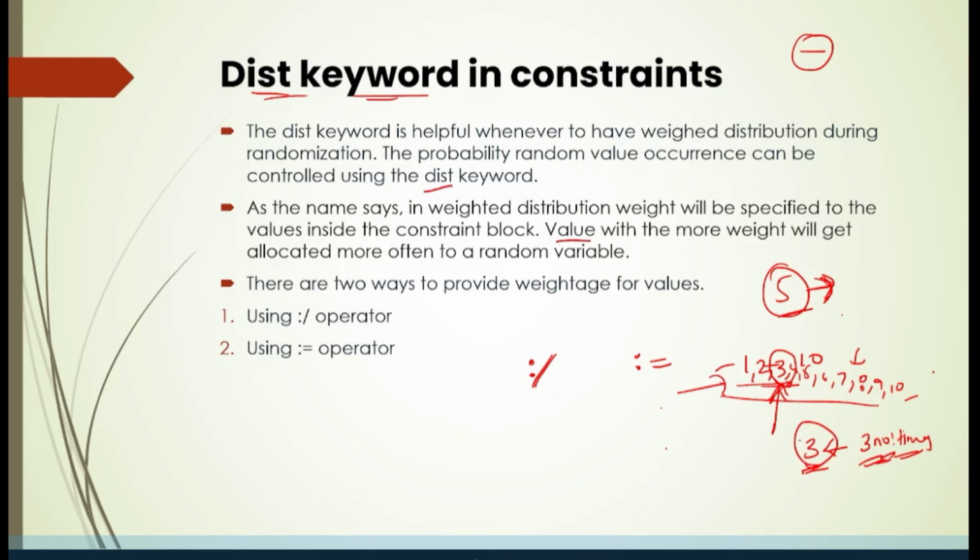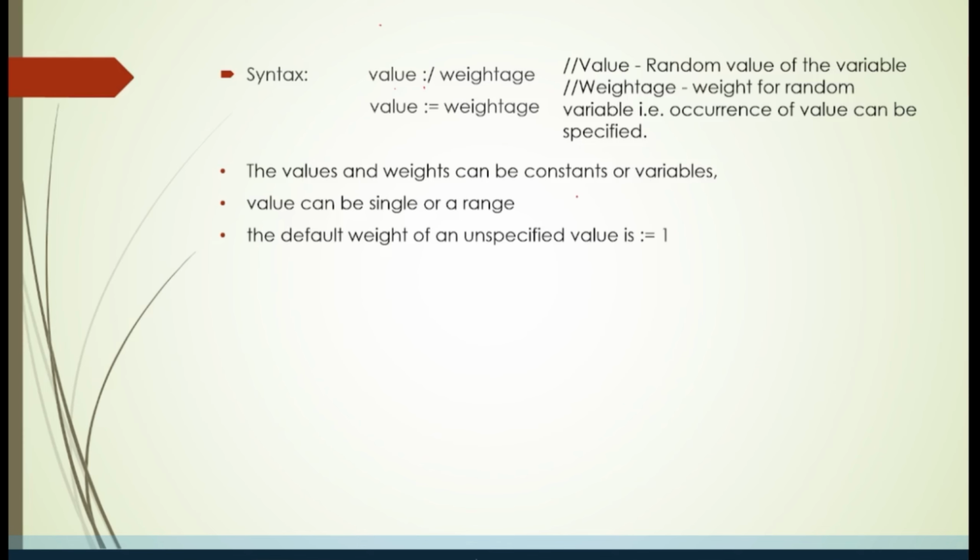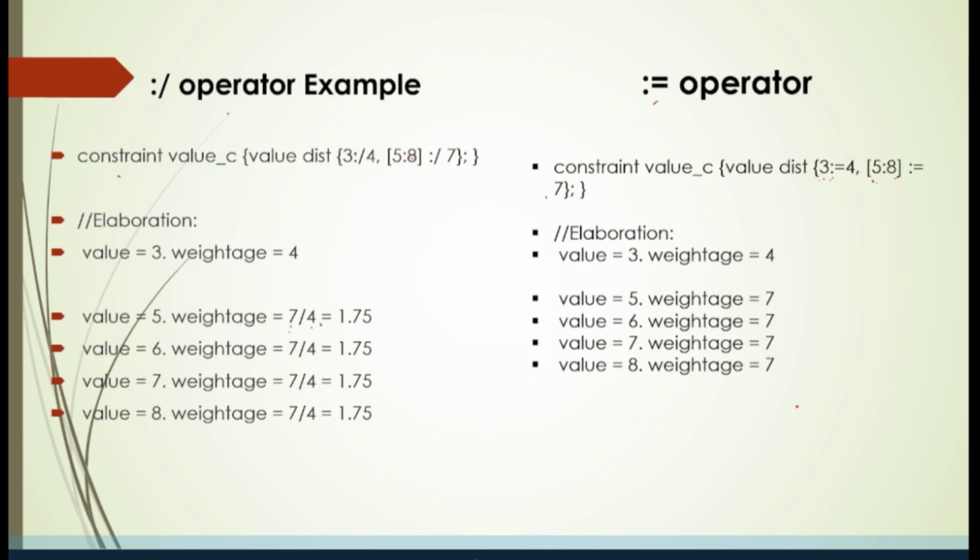For that you use this keyword, which is nothing but weighted distribution during randomization. Weighted distribution means how many times that particular number will exist in your randomization. While you are randomizing 10 times, how many times will the 3 come? That is the weighted distribution. For that you will use two kinds of weighted distribution operators, which are colon slash and colon equal to.